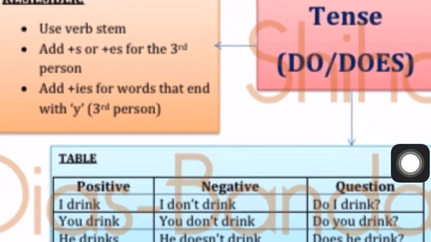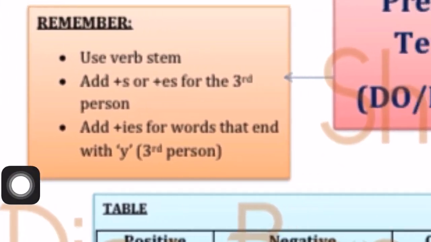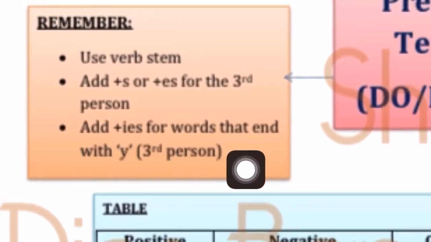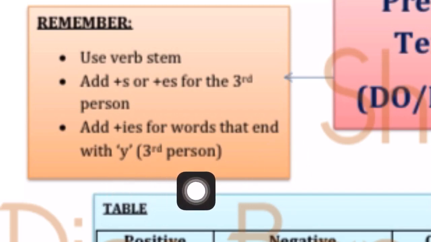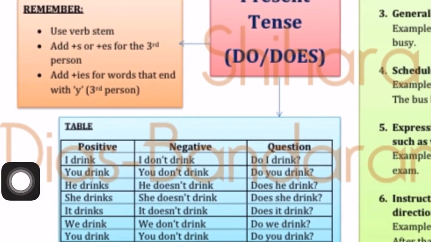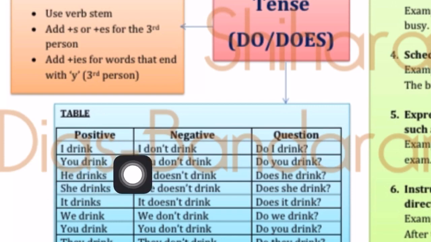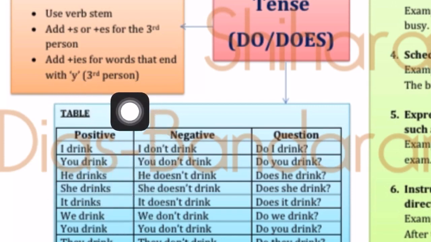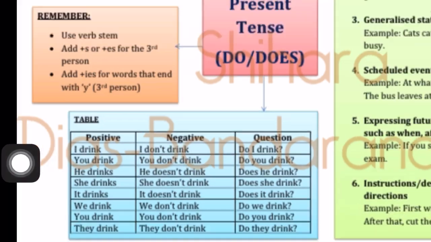Then of course another little thing that you have to remember is to add IES for words that end with Y. So again for third person, right? So මෙතන carry වගේ වචනයක් තිබුණොත් carries CARRIES කියලා ලියන්න ඕනේ.